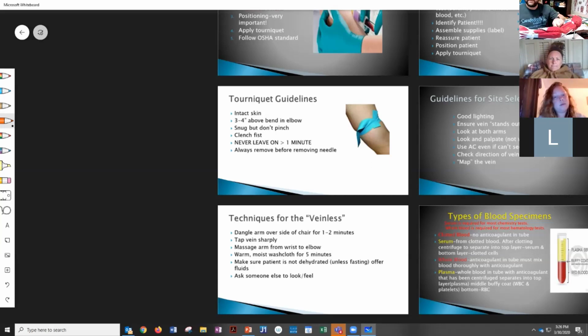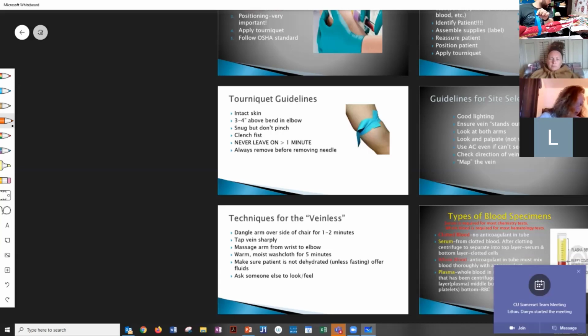that means if I'm drawing from this antecubital space here, we're going to go right above there. Okay. Not way up here. Not right here, but 3 to 4 inches above it, right? Look in your book and tell me, Brittany, you got your book out? Tell me how long we can leave this on. No longer than a minute.